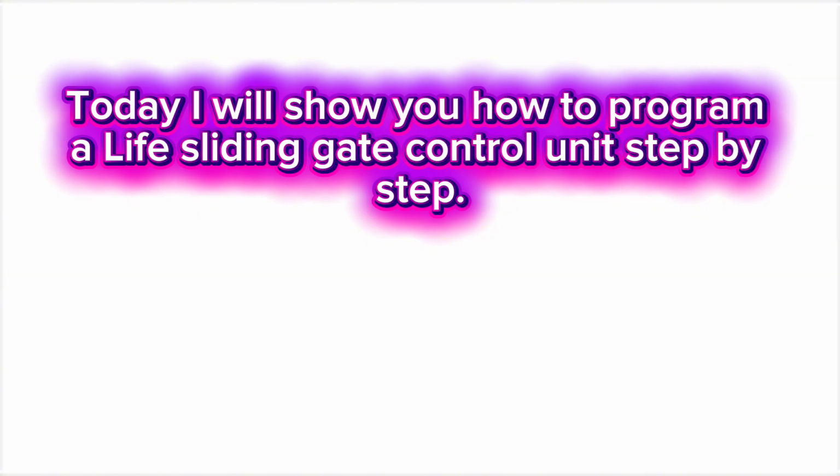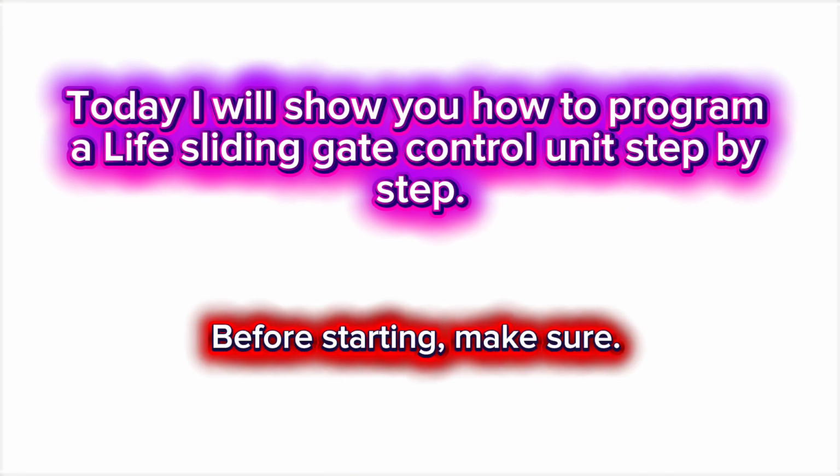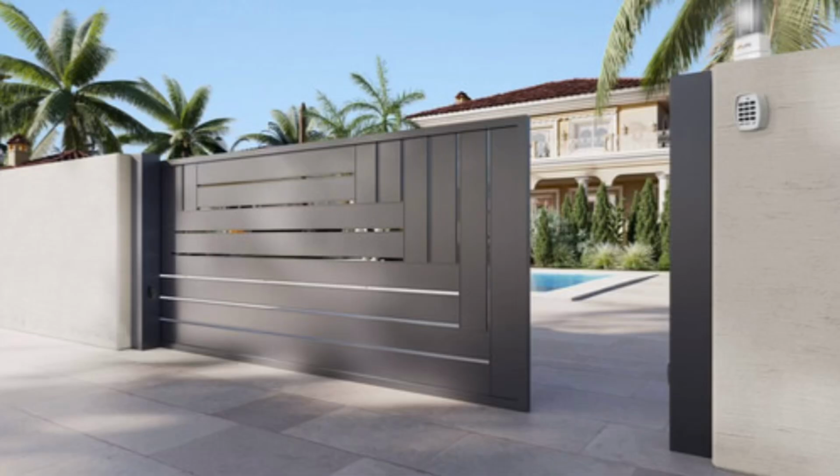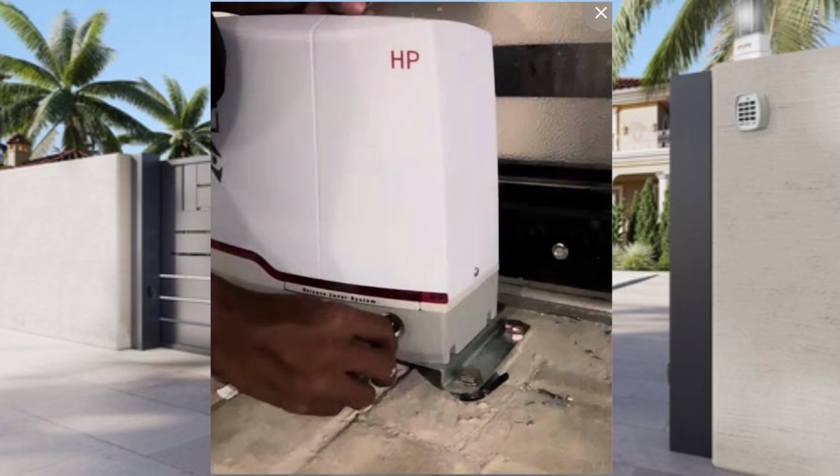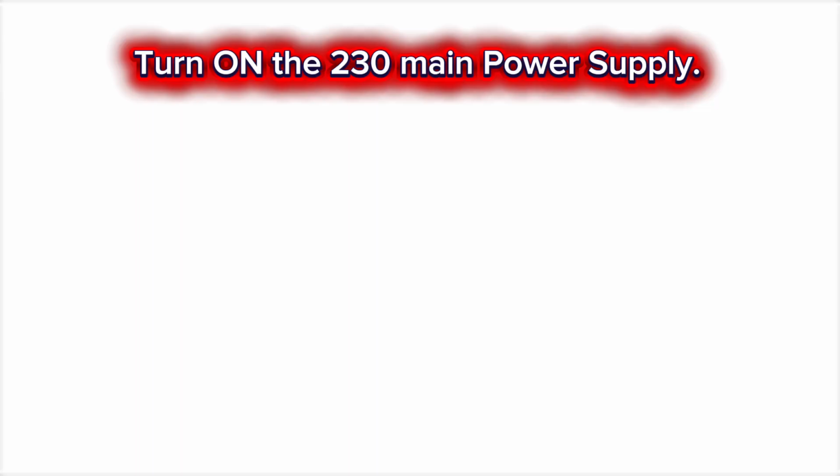Today I will show you how to program a life sliding gate control unit, step by step. Before starting, make sure the gate is in the middle position, half open. Manual release is locked properly. Turn on the 230 main power supply.